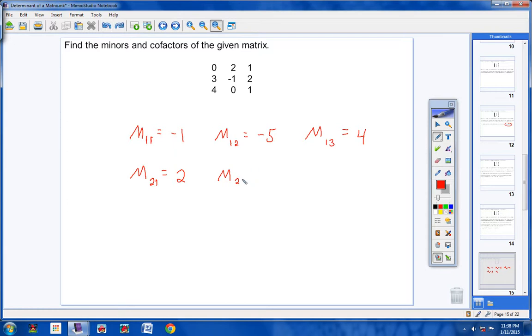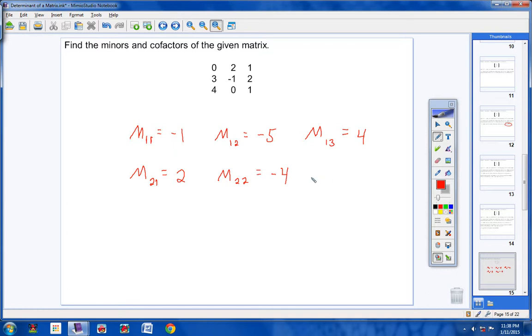22. That's row 2, column 2. Row 2, column 2. So I'm left with 0, 4, 1, 1. 4 times 1 is 4. I'll put a negative 4. 0 times 1 is 0. Add those and we get negative 4. Okay? Alright, moving on to my next minor.